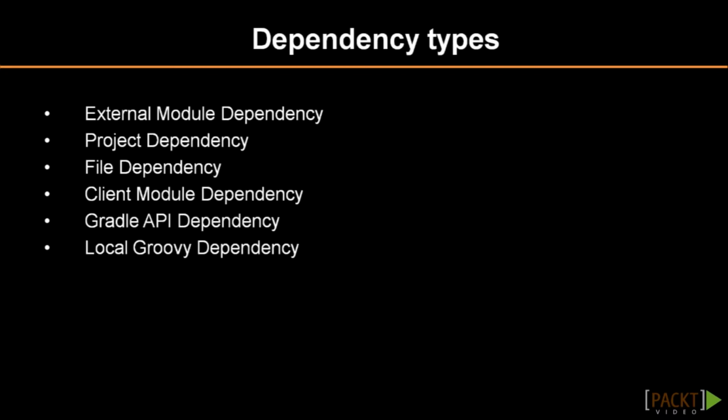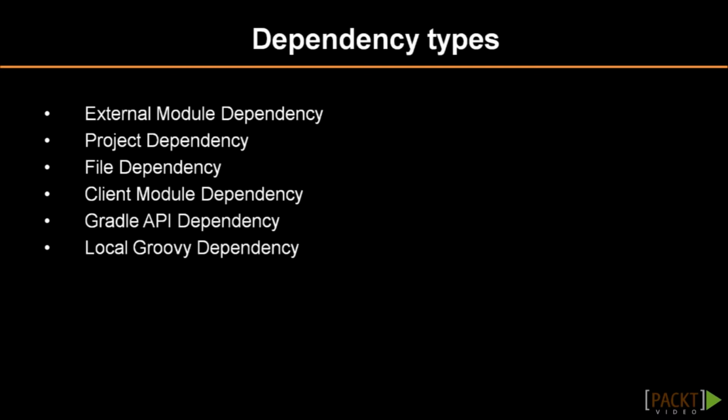Client module. This is a dependency on an external module where the artifacts are located in the same repository, but the meta information about them is located in the build file. This allows you to override the metadata for the module you want to use. Gradle API. This is a dependency of the API for the current version of Gradle that you're using. Use this dependency when you're developing custom Gradle plugins and task types.